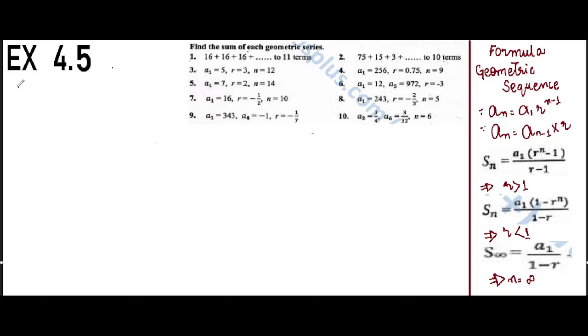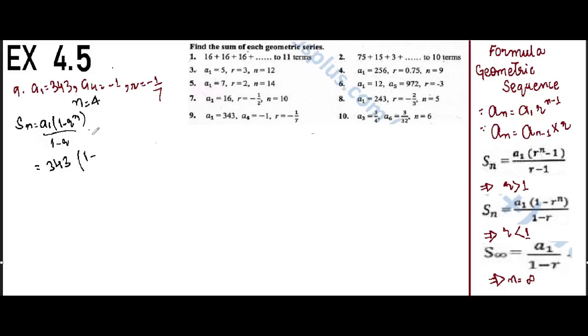Question number 9 is A1 is equal to 343, A4 is equal to minus 1, and R is equal to minus 1 by 7. So N is equal to 4 and R is less than 1. Again the same formula. Sn is equal to A1 into 1 minus R raised to the power N, whole divided by 1 minus R. It is equal to A1 is 343 into 1 minus R, which is minus 1 by 7, whole raised to the power N, which is 4, whole divided by 1 minus minus 1 by 7.